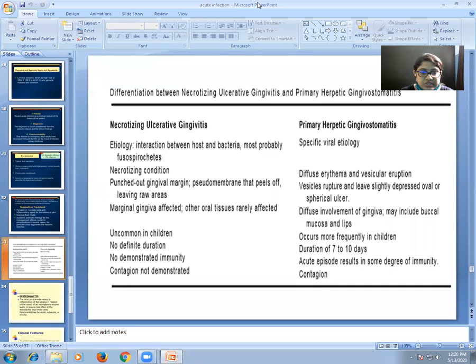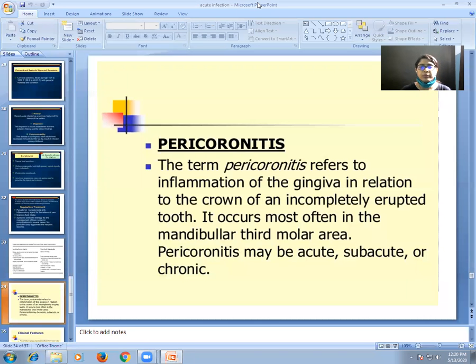Necrotizing ulcerative gingivitis is not demonstrated to be contagious, but primary herpetic gingival stomatitis is a contagious disease. So, moving towards the third disease, pericoronitis. So basically, what is pericoronitis? Pericoronitis is the inflammation of the gingiva related to the crown of an incompletely erupted tooth. It is mostly associated with the mandibular third molar.